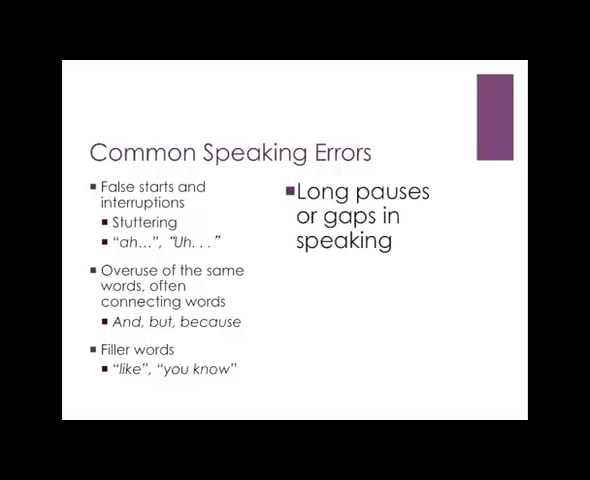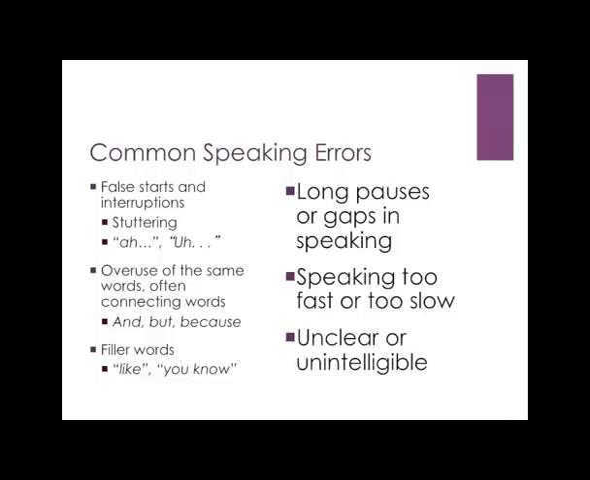Other common speaking mistakes involve long pauses or gaps in speaking. So, for example, a student might say, and, then pause for a moment. Again, that's something the TOEIC does not want you to do. Other times, students get very nervous and they speak way too fast, or sometimes they speak way too slow and they don't have enough information that you can listen to. And of course, finally, one problem might be that our words are unclear or unintelligible.